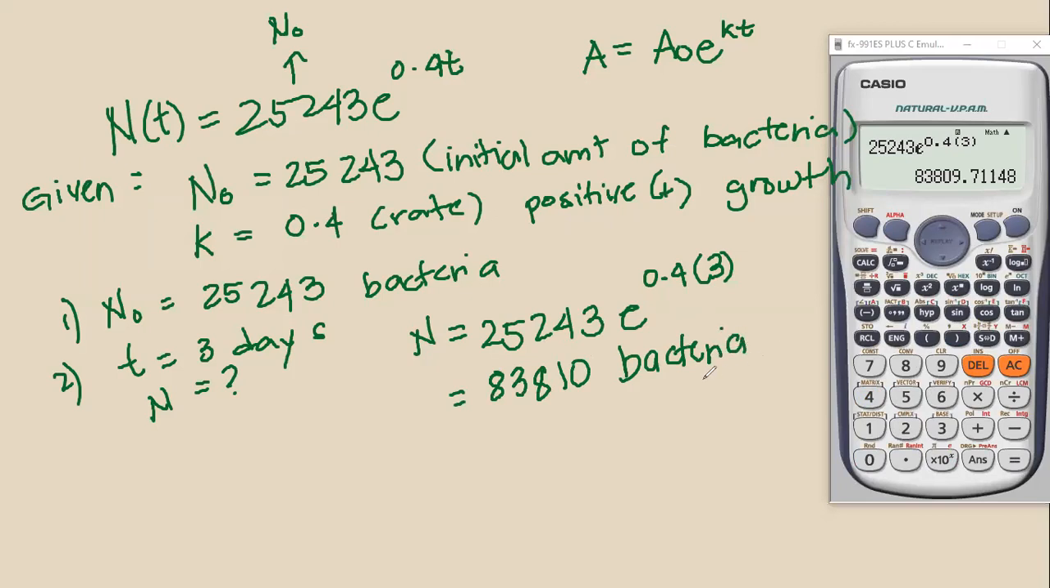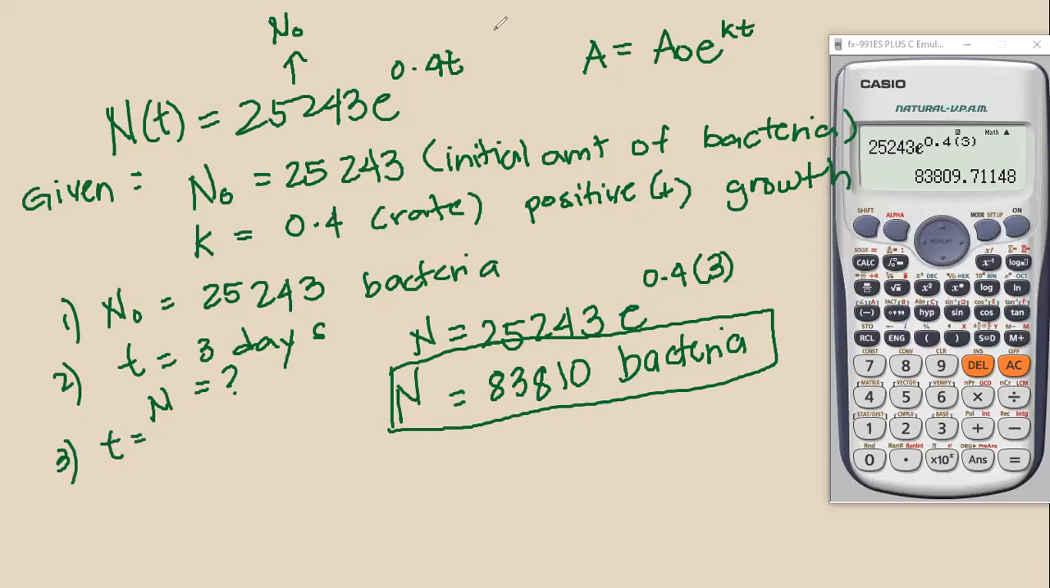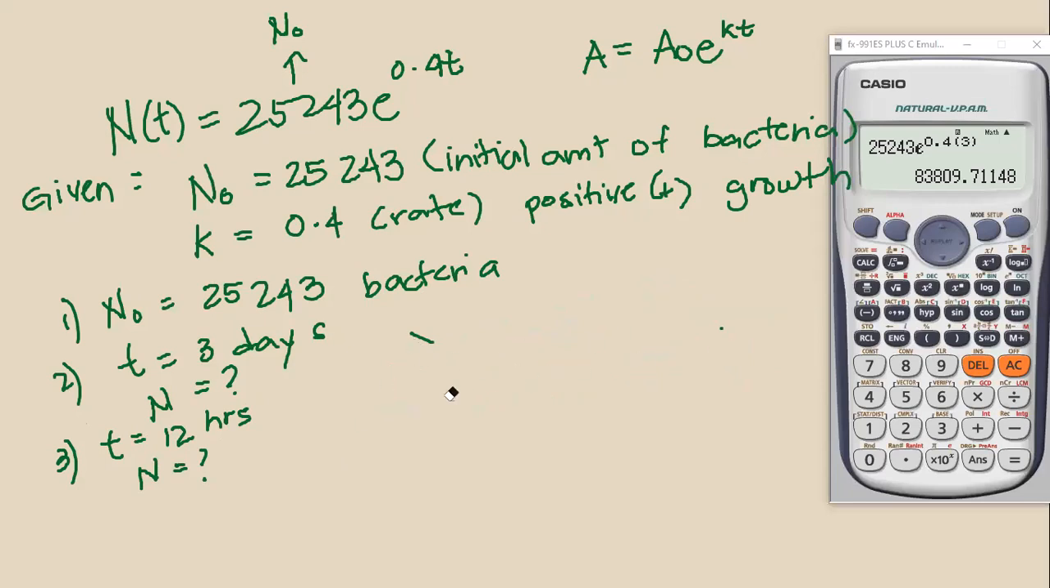So napansin natin, dumami yung bacteria nung nakalipas ang 3 araw. Naging 83,810. Okay? So sa number 3, ang tanong, what if t is equal to 12 hours lang. So 12 hours, ilan yung bacteria? So again, given tayo ng time, but in hours, 12 hours.